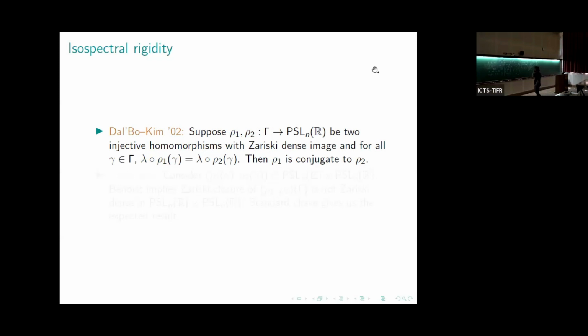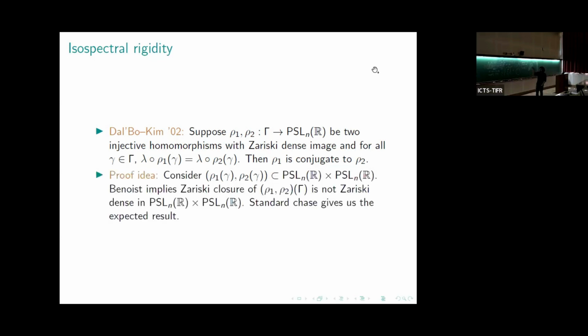They show that if rho1 and rho2 are two representations inside PSL_n(R), any representations, which have Zariski-dense image, and their Jordan projections match up for all gamma, then rho1 is conjugate to rho2. Similar kinds of results, without checking the full Jordan spectrum but only checking the first eigenvalue and for only simple geodesics, have been done by Labourie, Canary, Bridgeman, Sambarino, and also later by Labourie, Sambarino, Bridgeman, and Canary. But we will not go there. We'll just try to give a proof of this result using Benoist's technique. This was done in their paper itself.